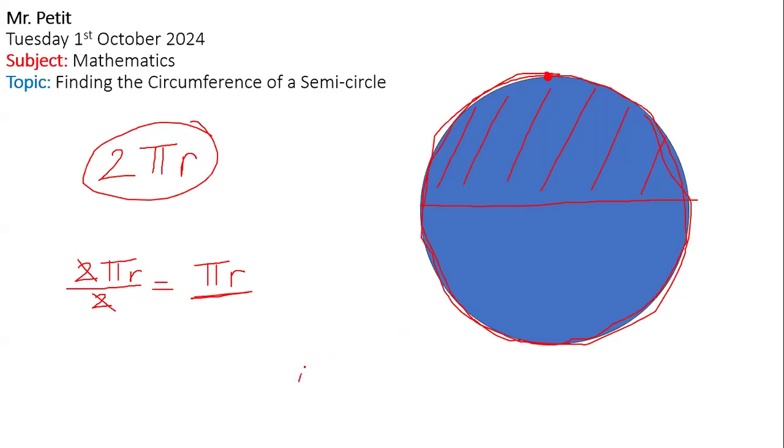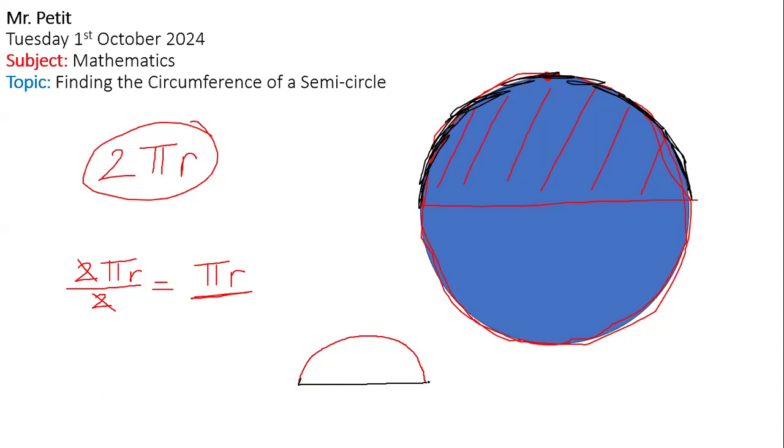Pi r is just going to be this top part. If we just want this top half, the circumference of just that top half is going to be pi r, which is half of the full thing. But we need an extra line here. So we need this extra line.